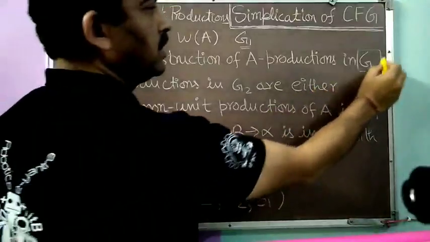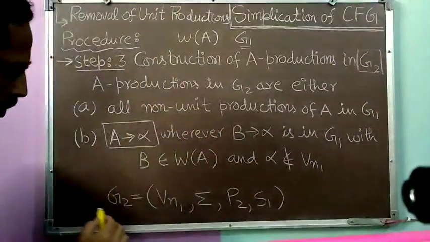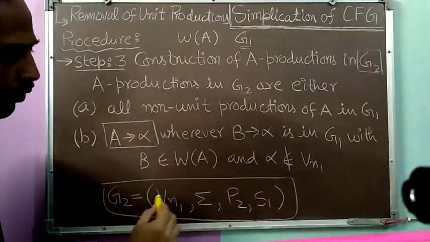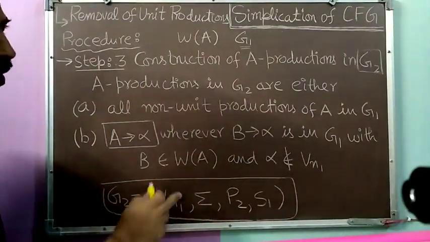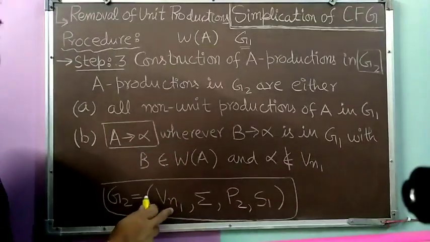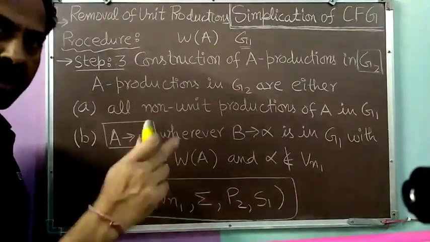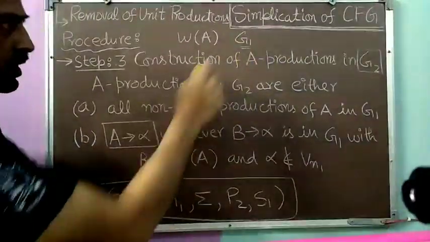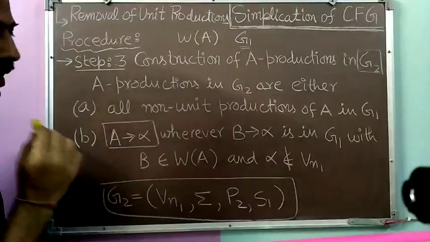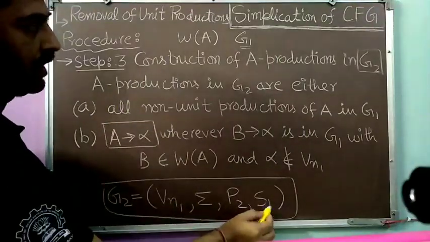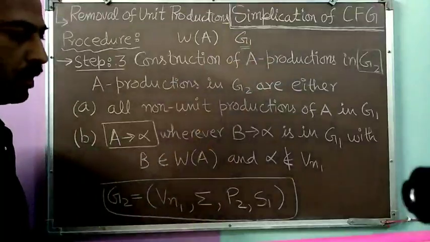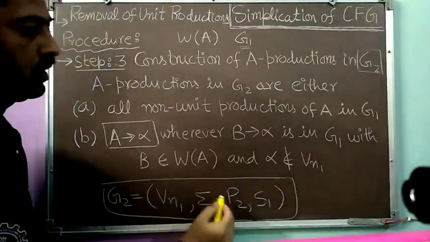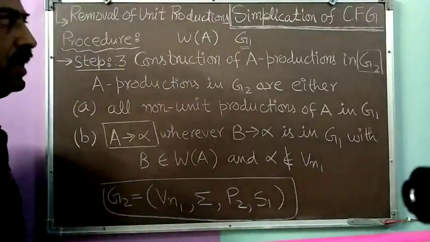Say that grammar is G2. So certainly G2 will be equal to (V_N1, Sigma, P2, S1), because it will not change any set of variables. It will not include or reduce any variable. So it will be V_N1, because G1 has the set of variables V_N1. Sigma will be the same and S1 will be the same, because S1 is the start symbol of G1. Only the set of productions will change, so I am calling this set of productions P2.